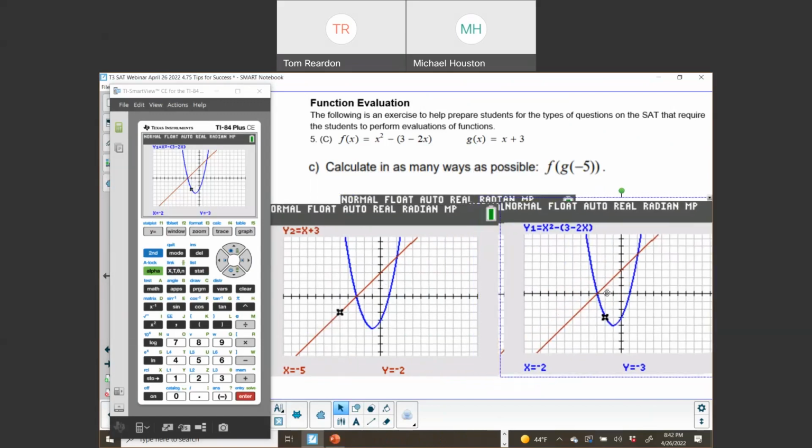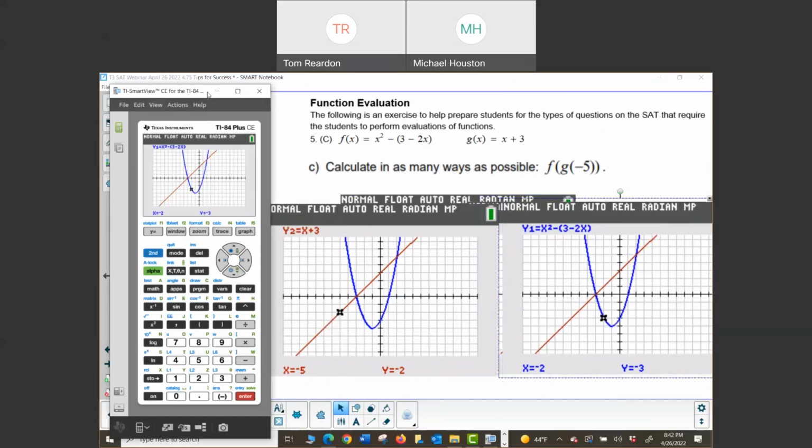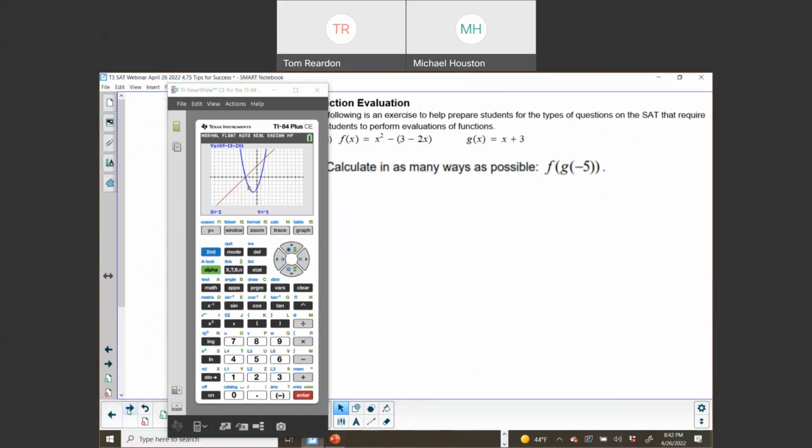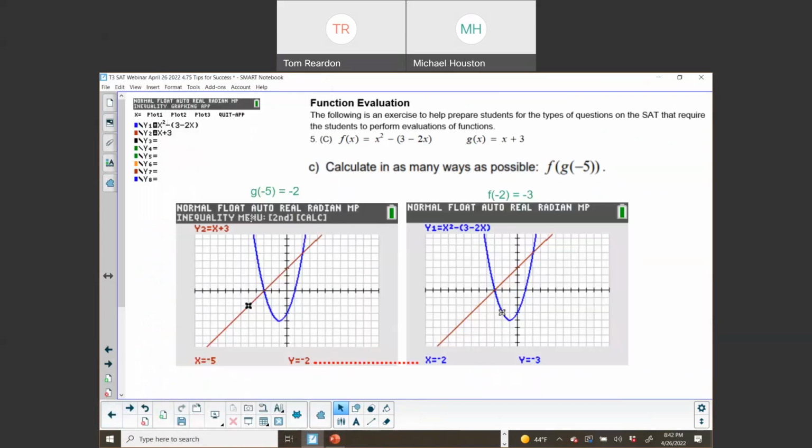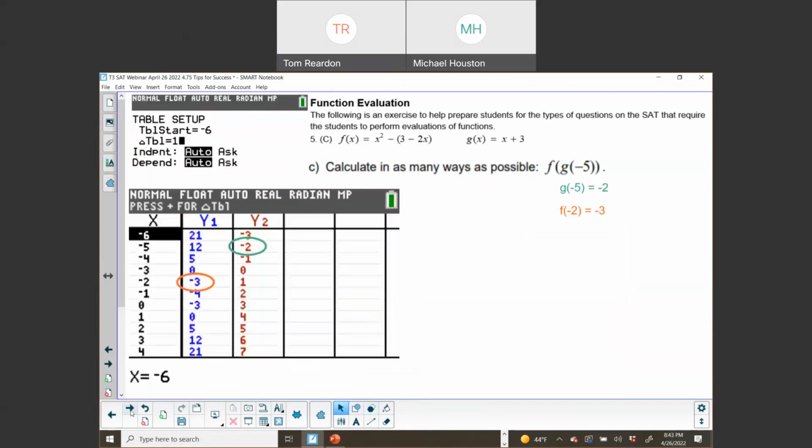Now I know I went a little quick there, so I went ahead and put this in this way, thinking this might help. Again, I traced to -5, got -2. Then I used that in my x in my blue to get -3. So I think it's a really good idea to see how you're going from graph to graph. This could also be done going from table to table.